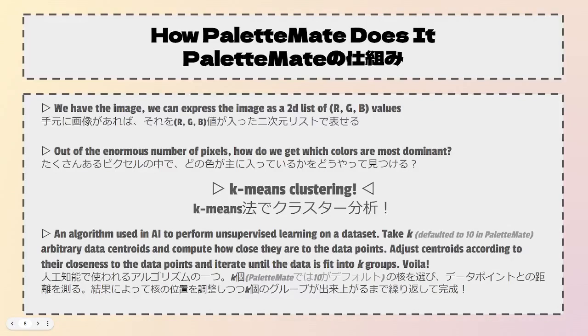So in the context of PaletteMate, the algorithm divides the color data into 10 groups and generates a color palette from that. And the colors in the palette are determined based on the average color value of each cluster found by this algorithm.